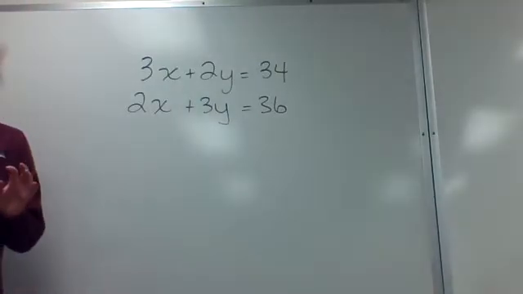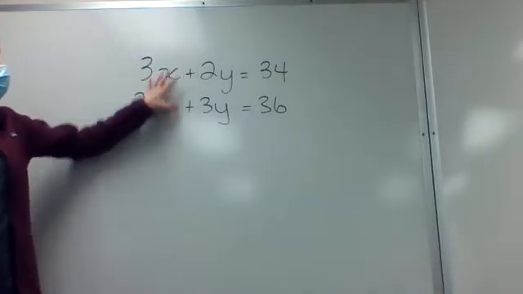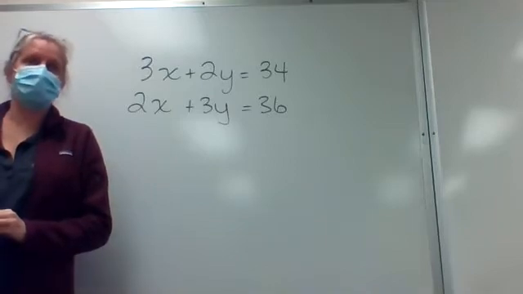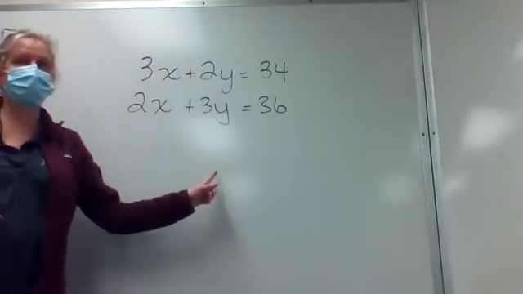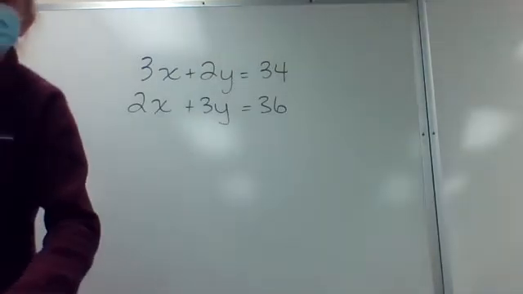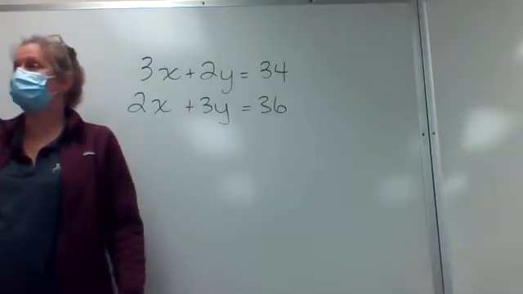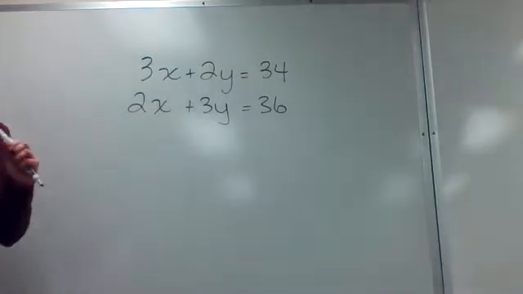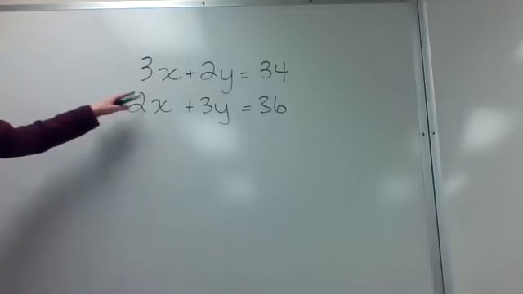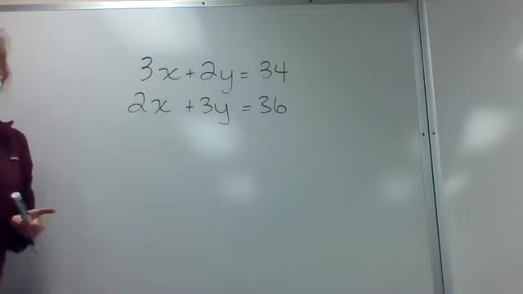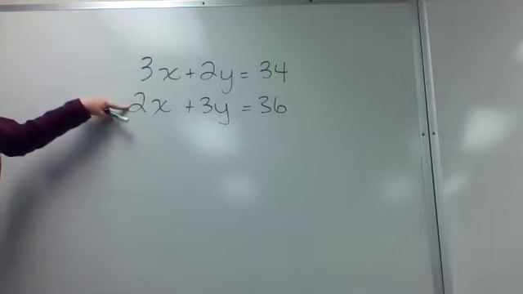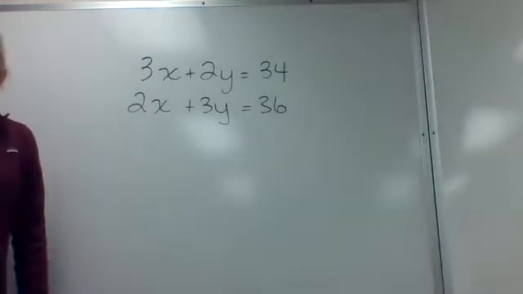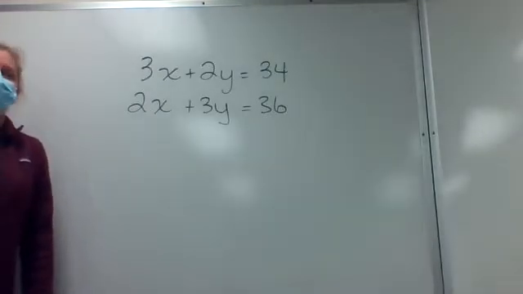Now, before this, the problems that we had, if we added them together, one of the variables canceled. But if I add these together, nothing's canceling. But remember the rule of equations says I can do anything to one side as long as I do the same thing to the other side. It doesn't matter whether you cancel your x's or your y's. If I'm going to cancel my x's, I'm going to have to mess with both equations, because I can't multiply 2 by a good whole number and make it 3.